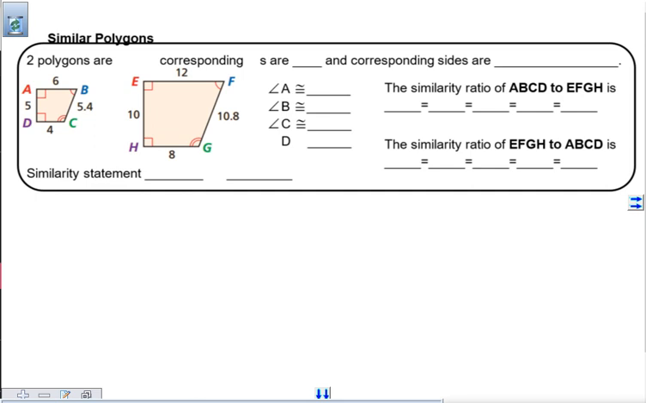Okay, then we have similar polygons. Two polygons are similar, and our symbol for similar, remember, is a squiggly line, when their corresponding angles are congruent and their corresponding sides are proportional.